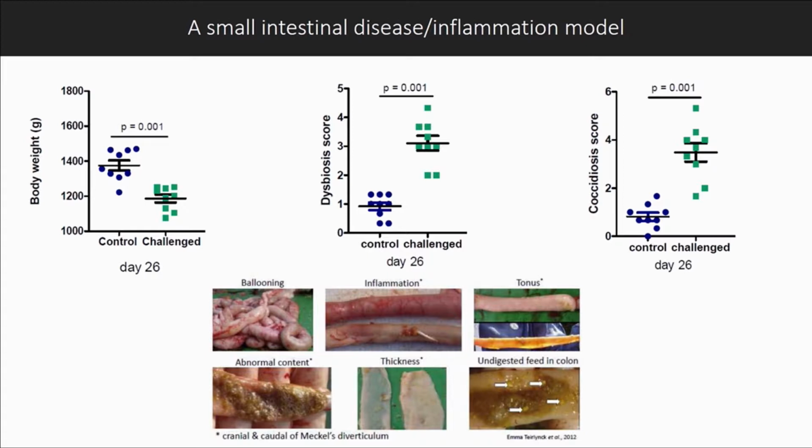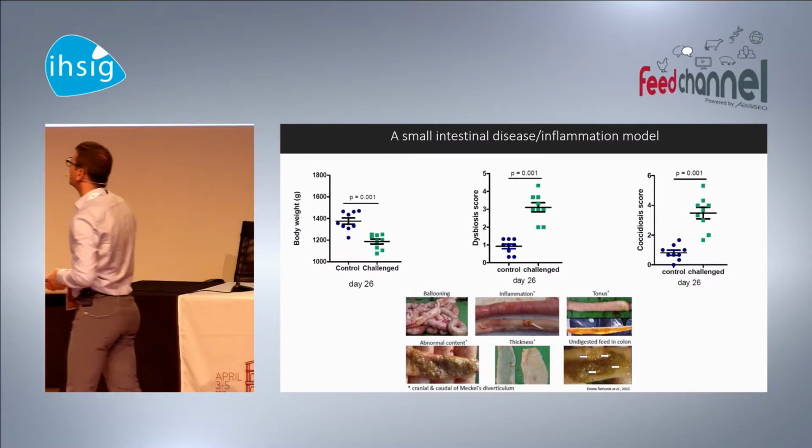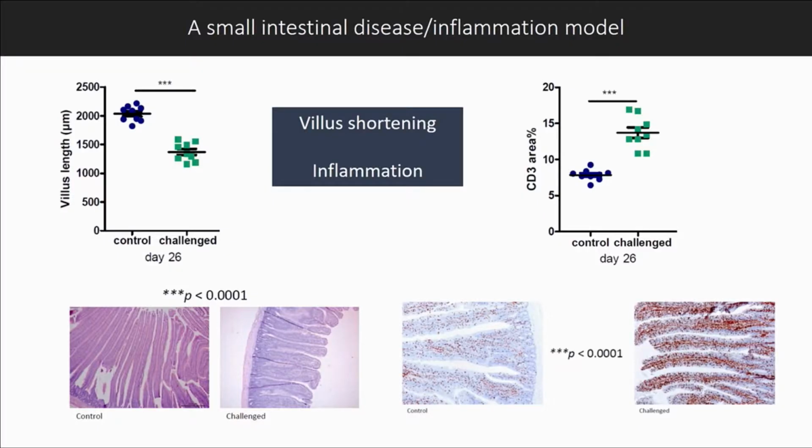You see some coccidiosis lesions on the right side, so each dot here is one animal, and these are the animals at day 26, so more or less 3 to 4 weeks of age. This is a dysbiosis score. This is just a macroscopical gut wall appearance score, the ones I just showed you some pictures of, okay? This is also increased. So you see some gut wall abnormalities if you open the animal and look at the intestine, and you also see performance losses. And if you look at the histology, you also see villus length decreases and inflammation.